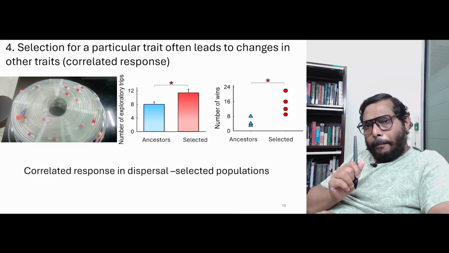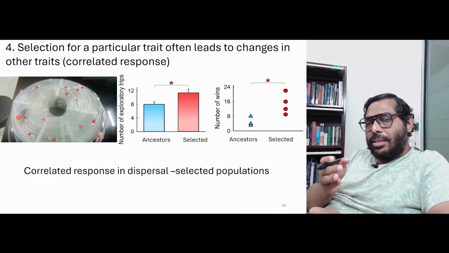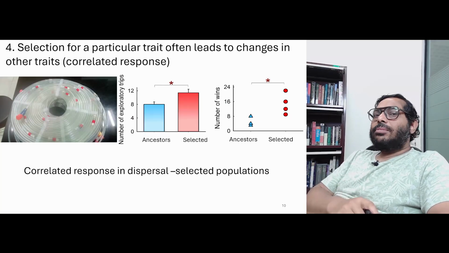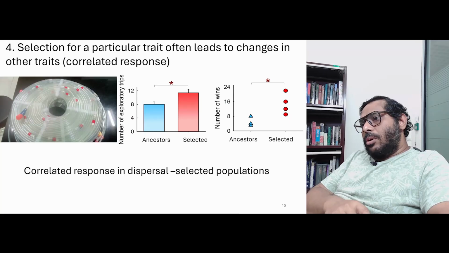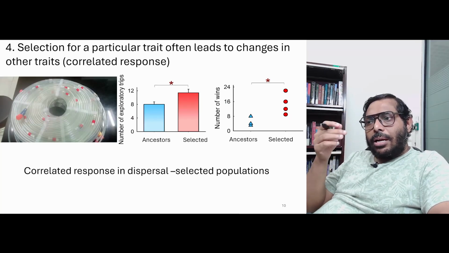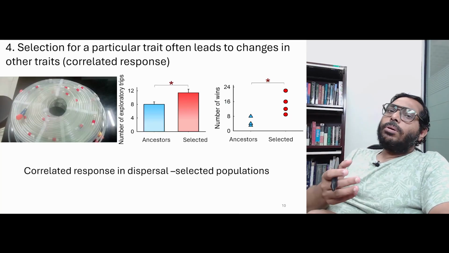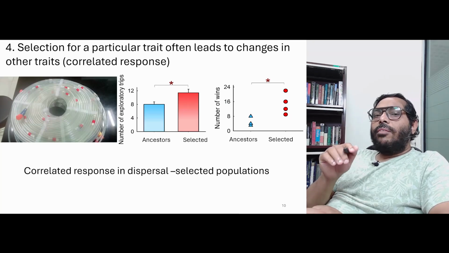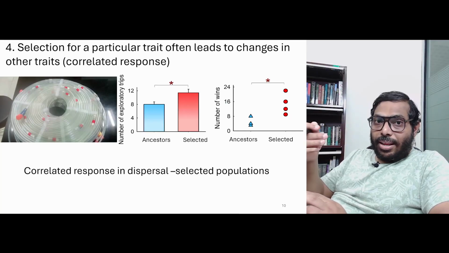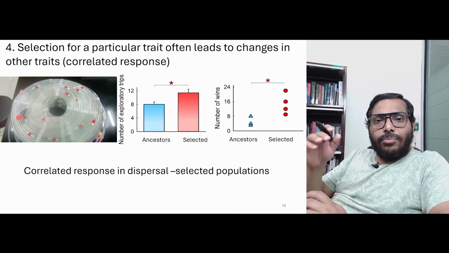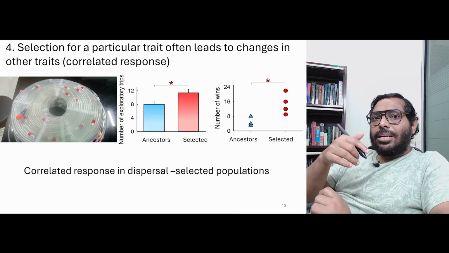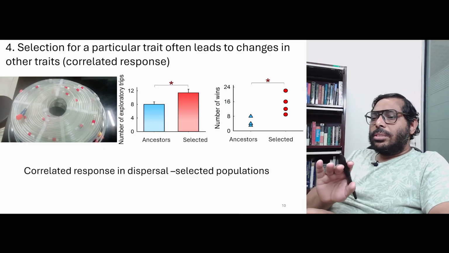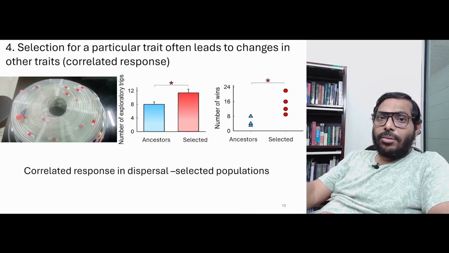Now this stuff, where changes are happening for which you did not select, these are what are known as correlated responses. Now why exactly are these correlated responses happening? In this particular case we know what has happened. It turns out that one of the important neuropeptides that allow for greater dispersal is octopamine. Now octopamine is the analog of the human adrenaline, right? So because of selection on dispersal, the octopamine level of these flies has gone up. Octopamine also affects other behavioral traits, for example exploration, for example aggression, right? Because the selection was on dispersal, octopamine levels went up, and because octopamine levels went up, these other traits went up, right? So this is an example of a correlated response due to selection.